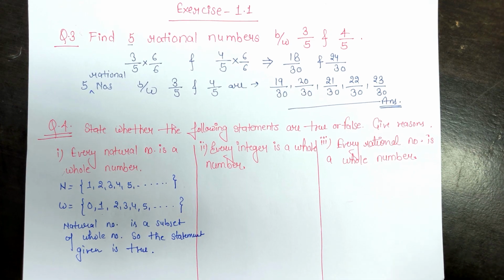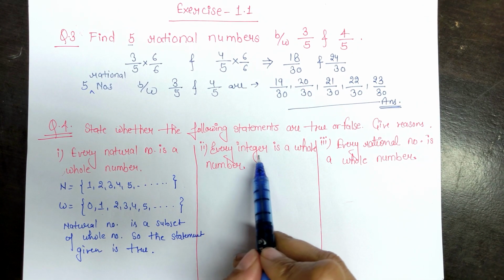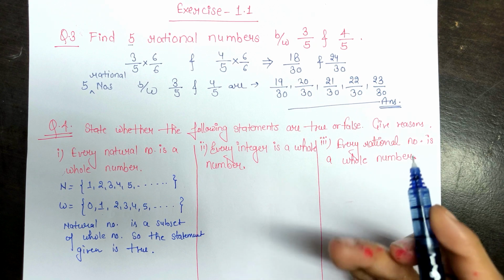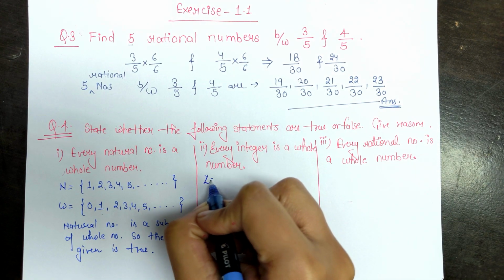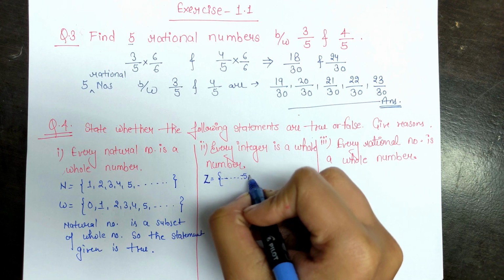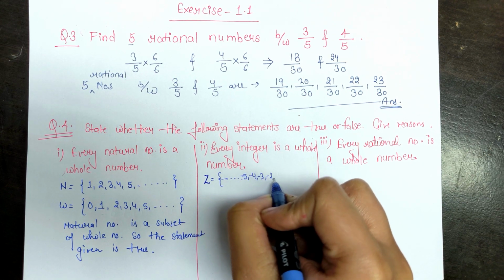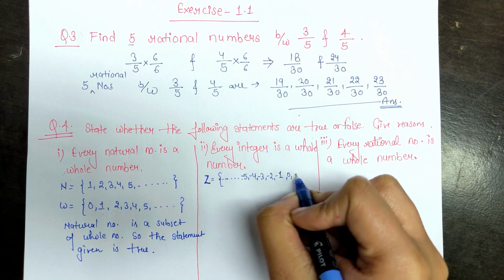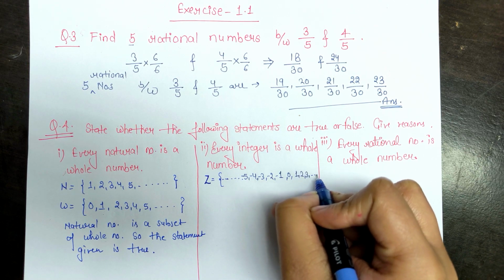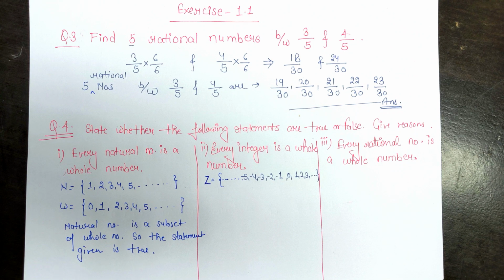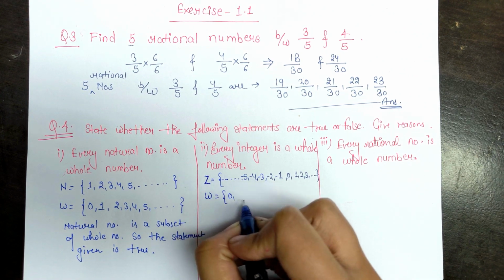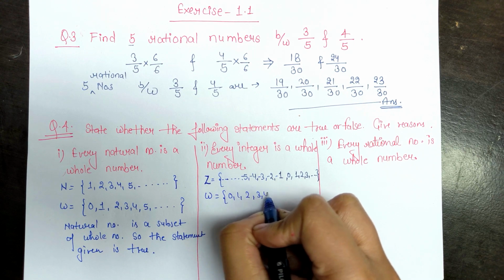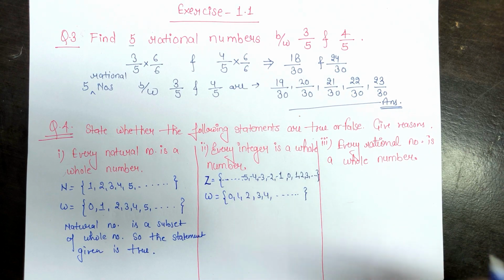Now let's see the second statement, that is every integer is a whole number. Again we'll write the integers. Integers को हम denote करते हैं Z से. So -5, -4, -3, -2, -1, 0 and 1, 2, 3 and so on the positive side of the number line. Now we write the whole numbers. Whole numbers are 0, 1, 2, 3, 4 and so on. So is every integer a whole number?